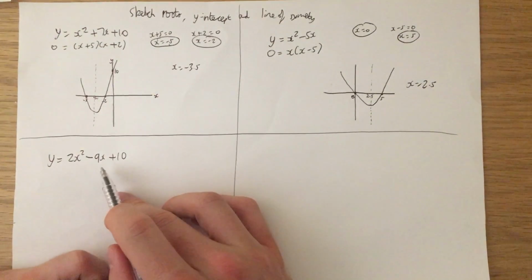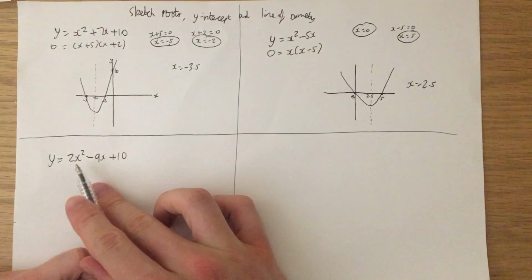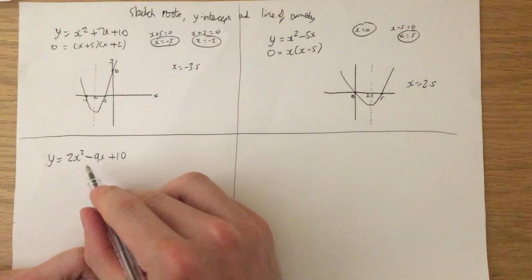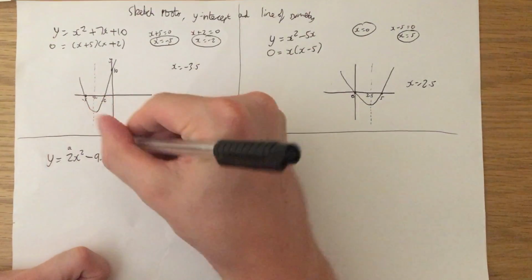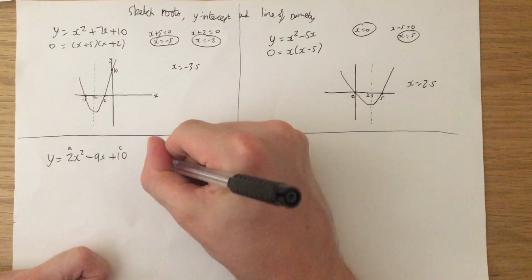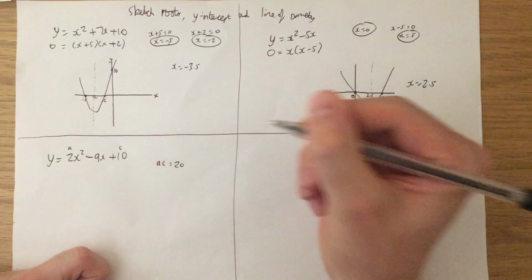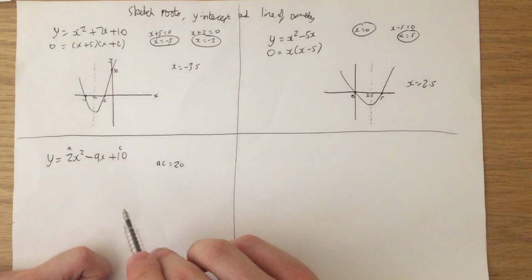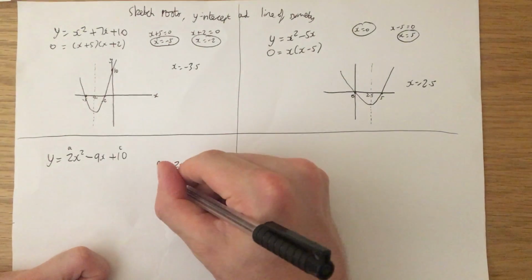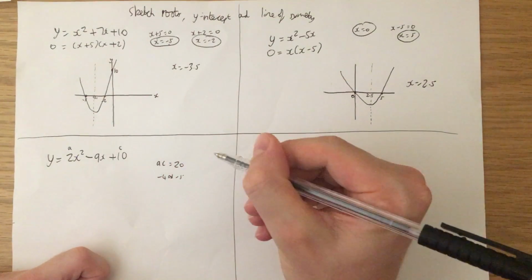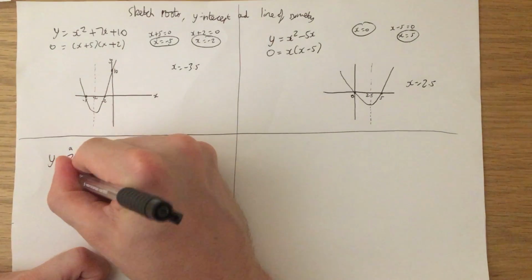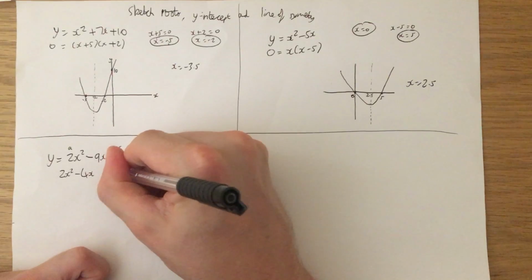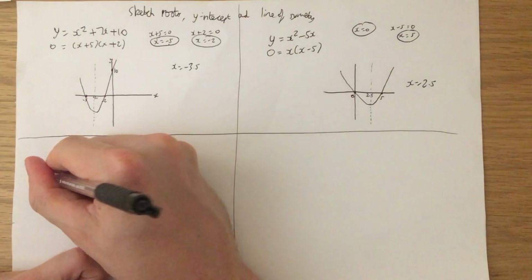Right, we want to solve x, obviously, to get the roots. So therefore, I won't use my quadratic formula. I'd use factorising, because if I can use factorising, I will. So AC is positive 20. Two numbers that multiply to get positive 20 and add to get negative 9 are negative 4 and negative 5. So I'd go 2x squared minus 4x minus 5x plus 10. You know that equals 0.